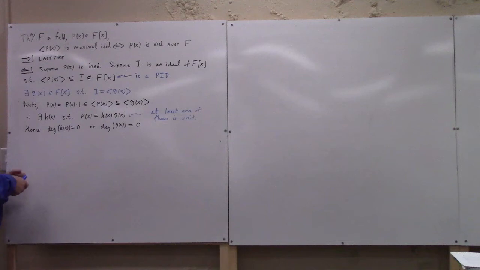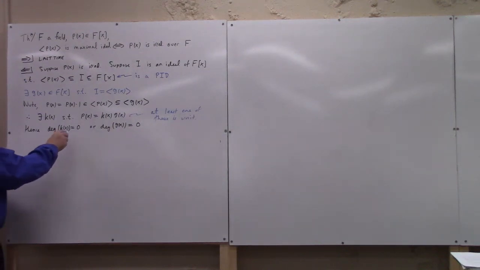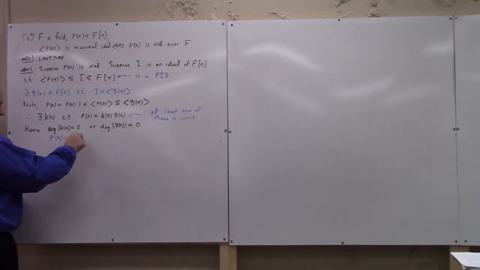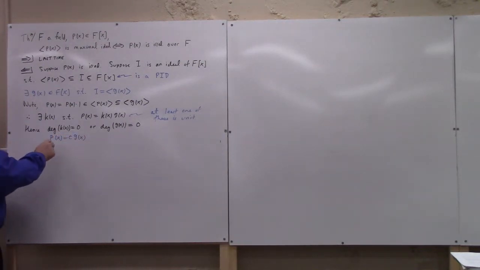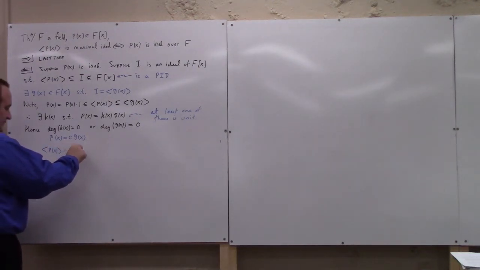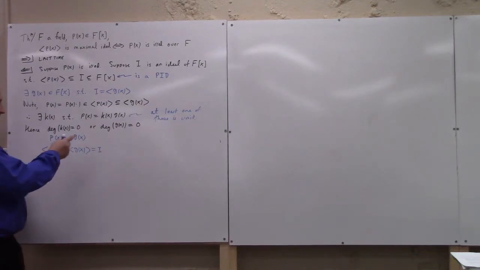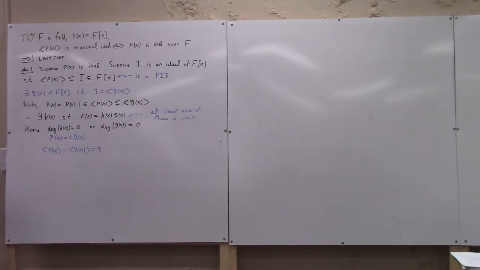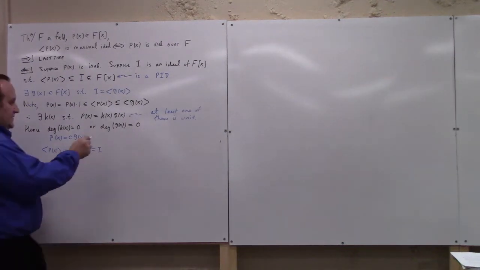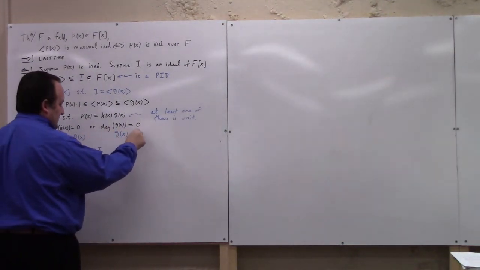Okay, so what does this mean? If the degree of k of x is 0, then P of x is equal to some constant times g of x, right? And it follows that the ideal generated by P of x is equal to the ideal generated by g of x. So these are equal. In other words, this is equal to I, right? On the other hand, if the degree of g of x is equal to 0, then that means g of x is equal to a non-zero constant, right?